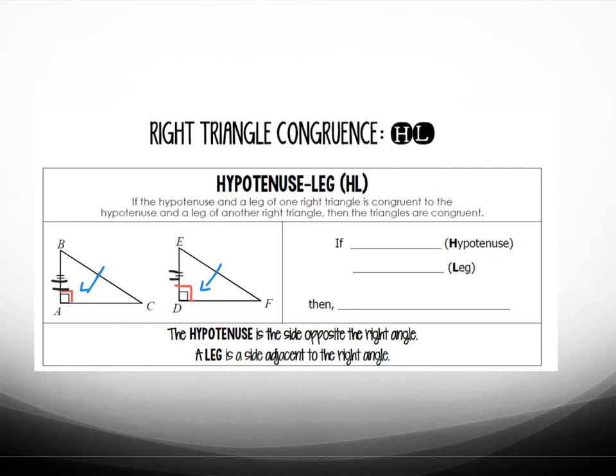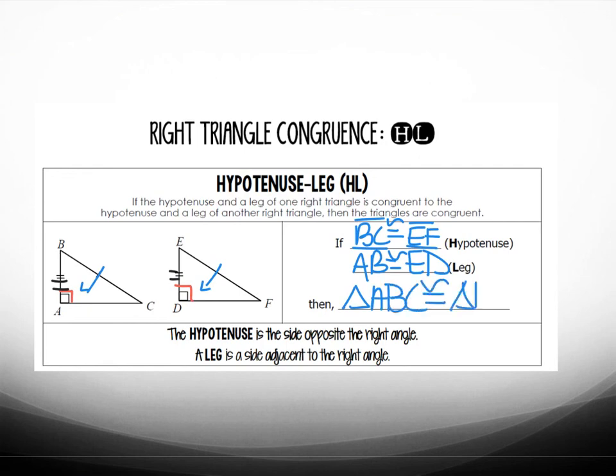So let's go. The hypotenuse is segment BC. So if we can show that segment BC, which is the hypotenuse in one triangle, is congruent to segment EF, which is the hypotenuse in another triangle, and then all we need is one leg. So if we can say AB is congruent to ED, that's enough information to prove the triangles are congruent. So now we can say triangle ABC is congruent to triangle DEF.